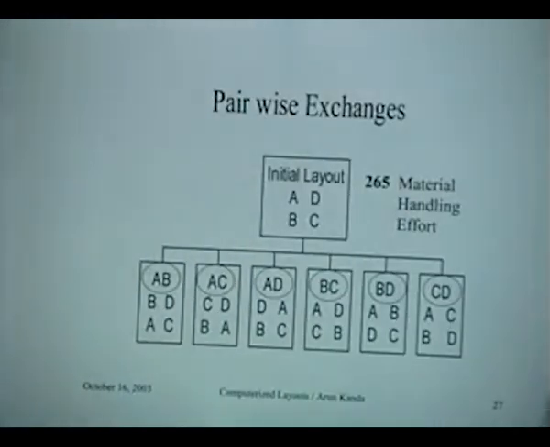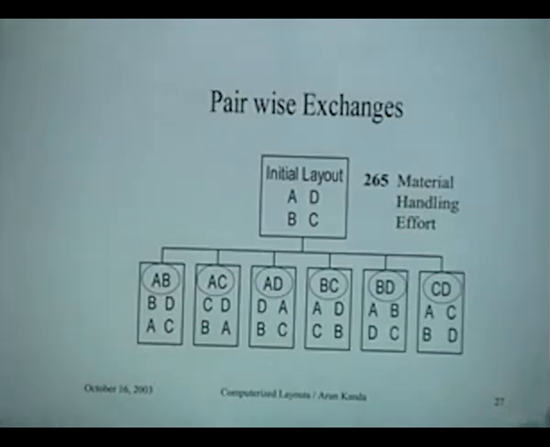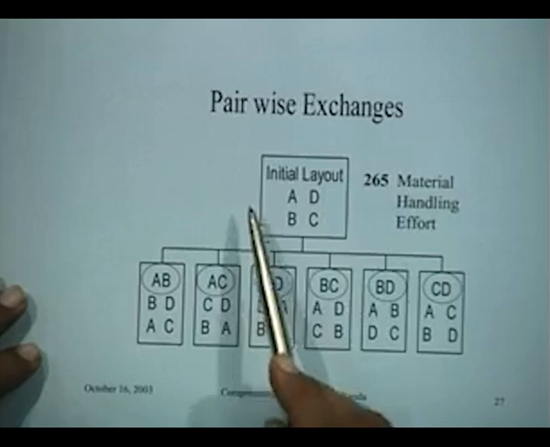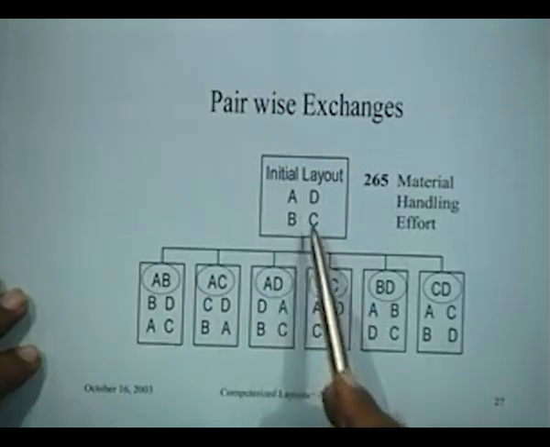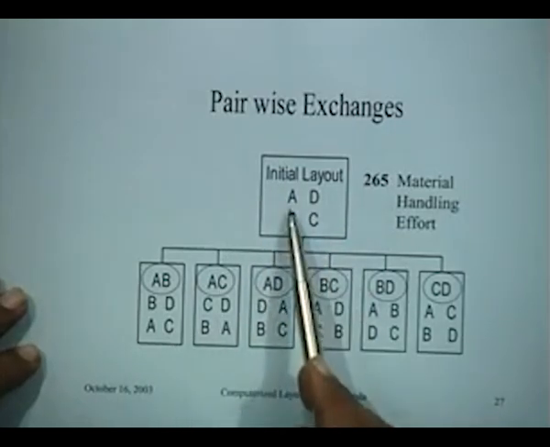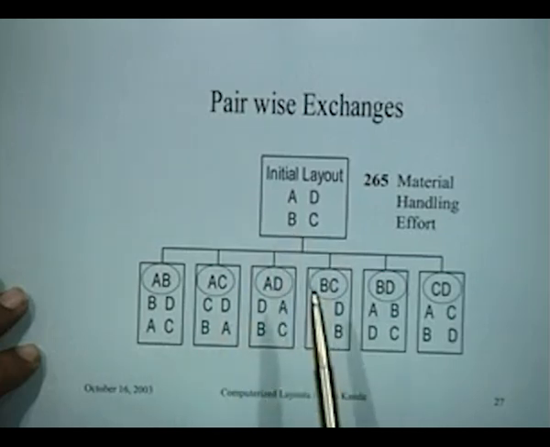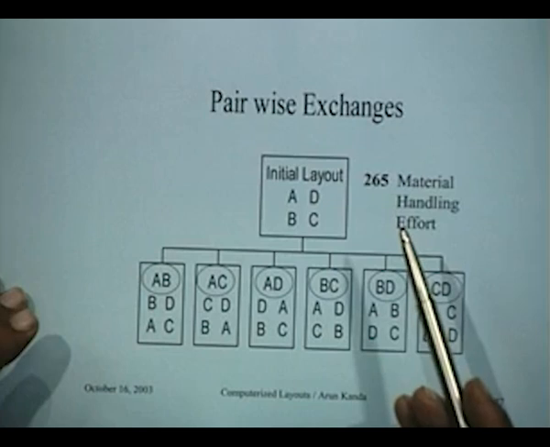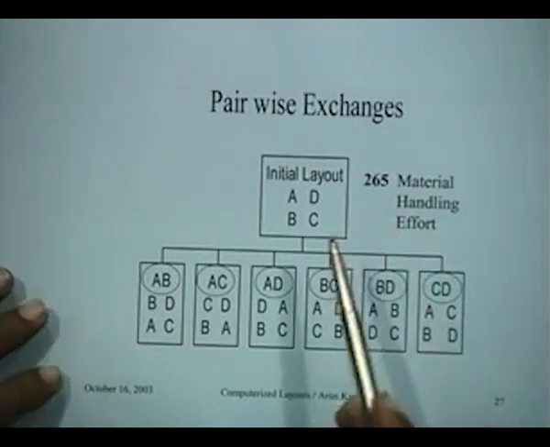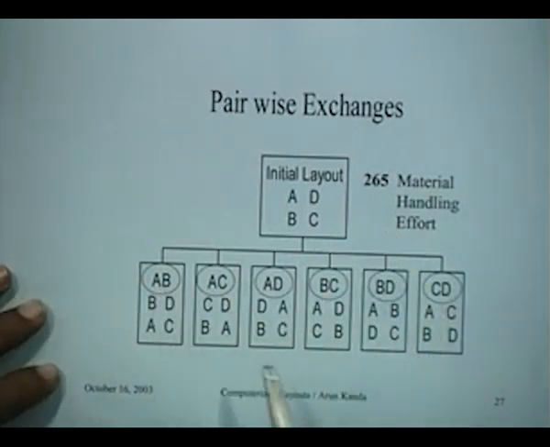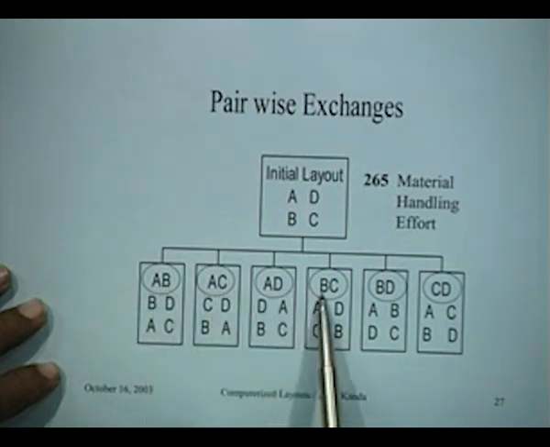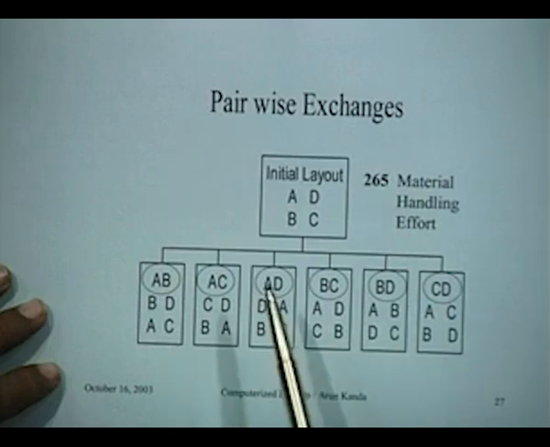Now our basic intention is to use this information for improving upon the layout. So the improvement in the layout is possible in the case of CRAFT by interchanging departments. So we have 4 departments, A, B, C and D. If we talk about pairwise exchanges between these departments, the number of possibilities is going to be 4C2. So you will have 6 possibilities. What are these possibilities? You can interchange A and B, A and C, A and D, B and C, B and D, and C and D.